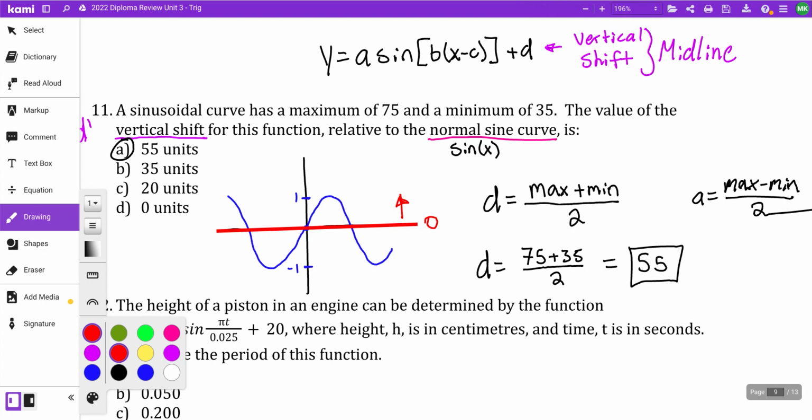What I can't do, though, is I can't figure out where the maximum was moved to. That doesn't work. The reason that doesn't work is because the maximum gets stretched and then it gets shifted, right? So you can't be like, oh yeah, the maximum went from 1 to 75. That means the vertical shift was 74. That's not necessarily true, right? You're doing midlines to figure out vertical shifts, not maximums and minimums.